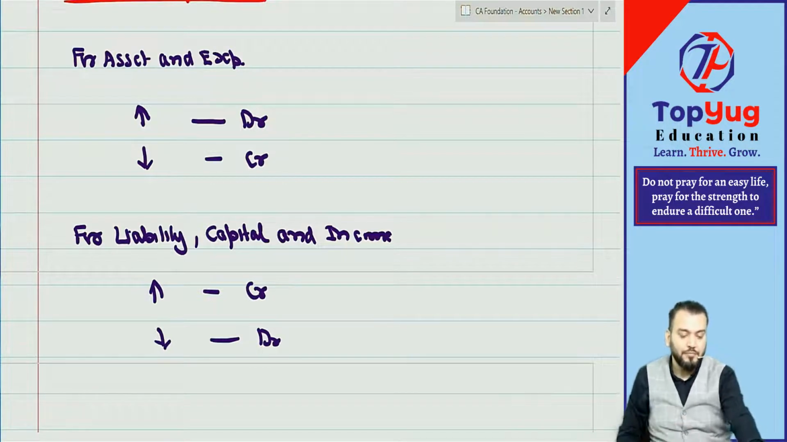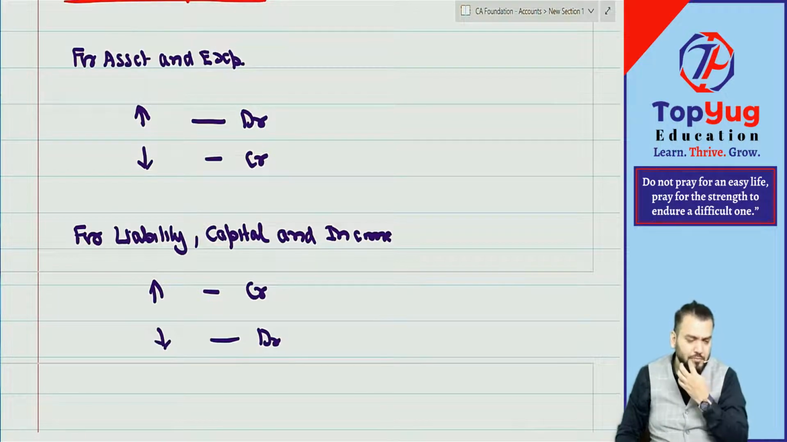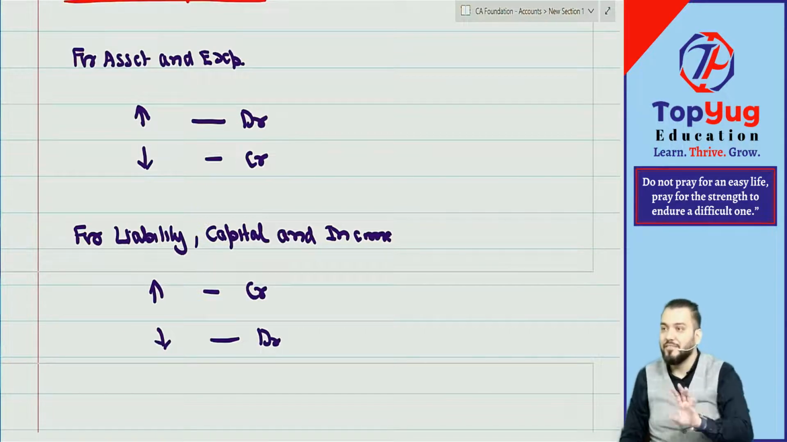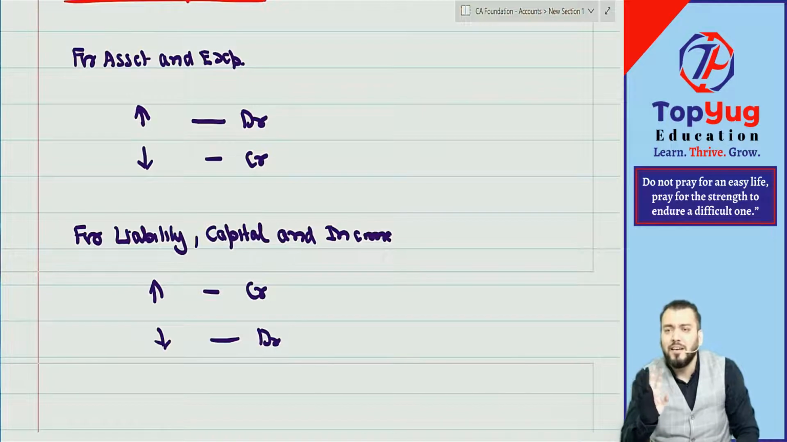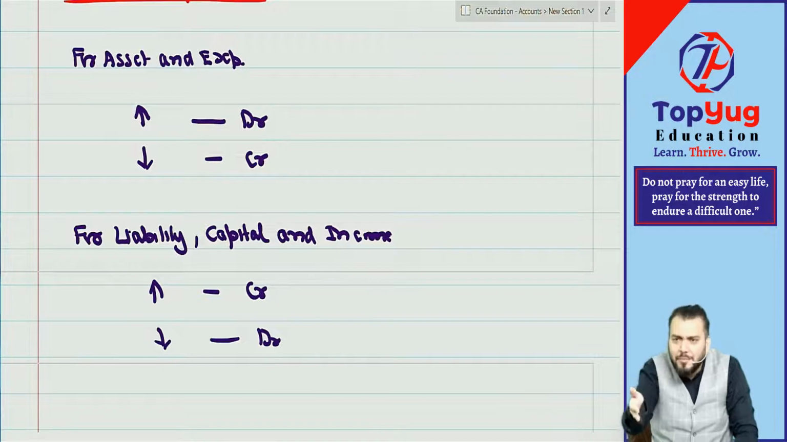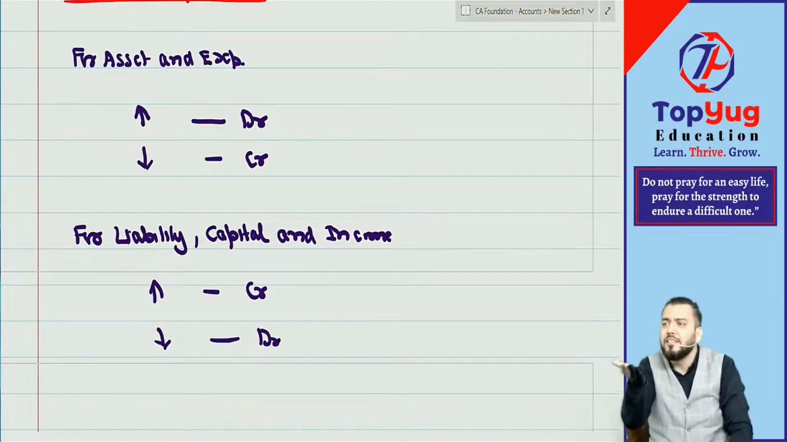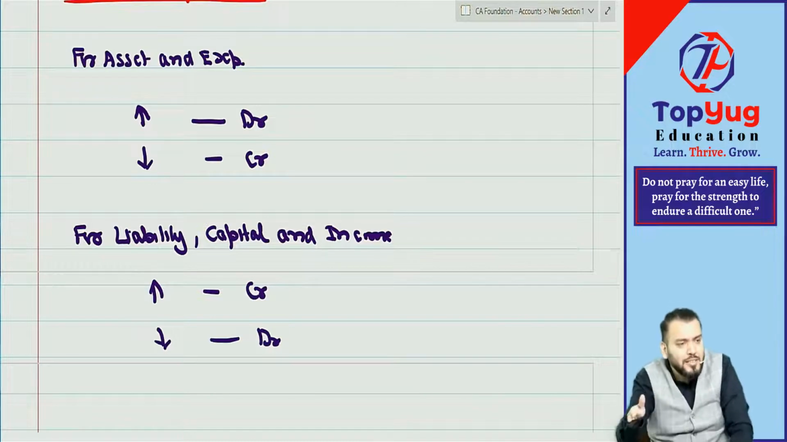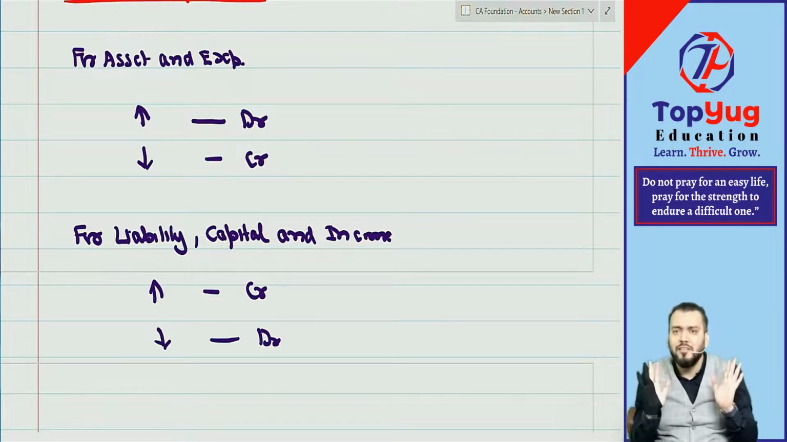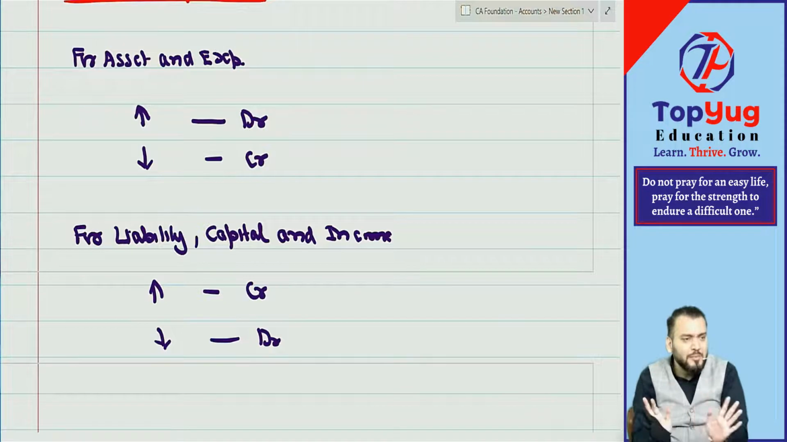Understood? So we have tried to simplify it. Are you getting it? Now there is no need to identify real account, personal account or nominal account. Just identify whether that item is an asset, liability, income, expense or capital. Then identify whether there is an increase or decrease; if increase, apply the rules, if decrease, apply the rules. So simple. It becomes simple now.